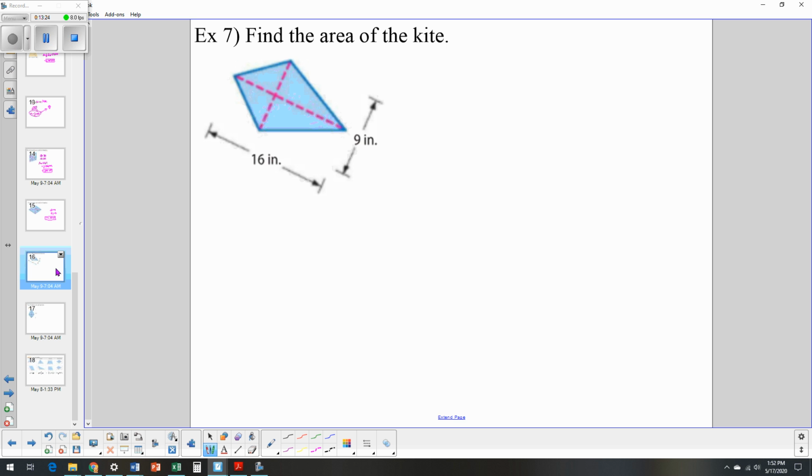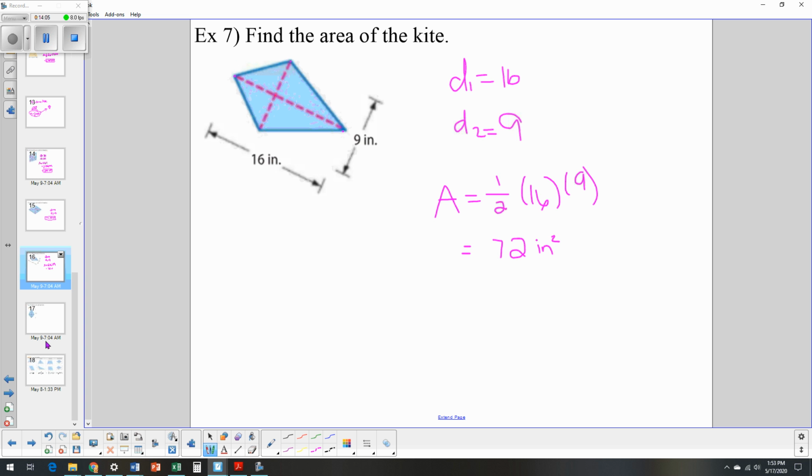All right, the next example, it's a kite now. We're going to find the area of the kite. It's still 1/2 diagonal 1, diagonal 2. And in this case, they're giving me the entire diagonals, right? From this point all the way over is 16. From this point all the way over is 9. Remember, it doesn't matter which one we call what. So diagonal 1 I can call 16, diagonal 2 I can call 9. And I'm still going to have 1/2 times diagonal 1 times diagonal 2. So it's going to be 1/2 times 16 times 9, or 72 square inches.